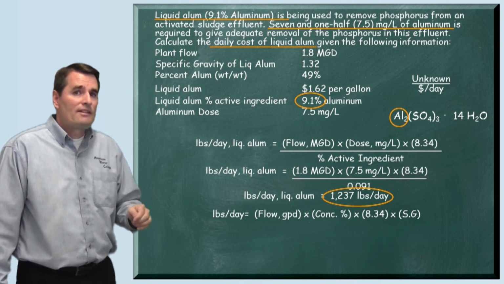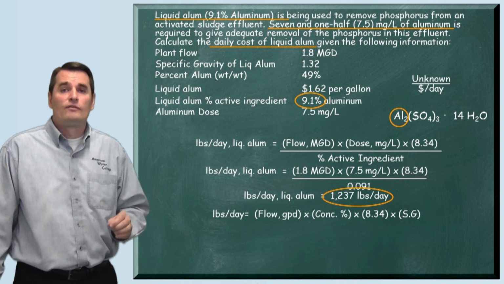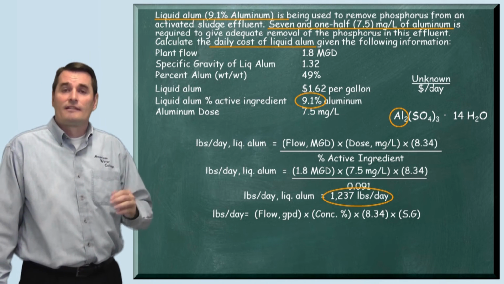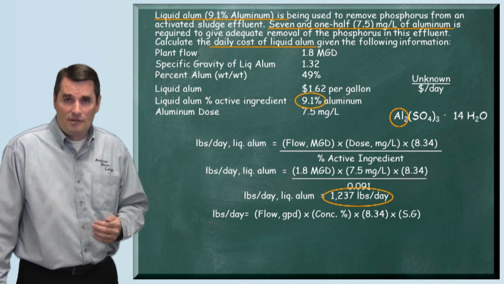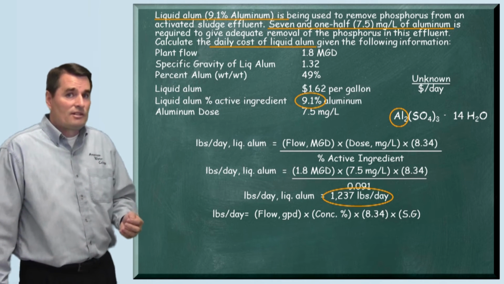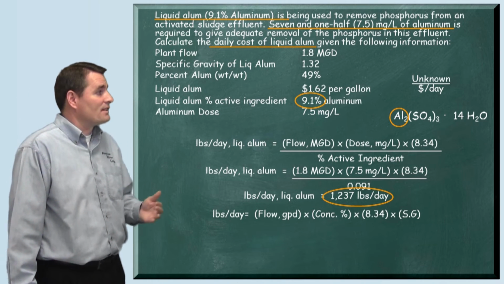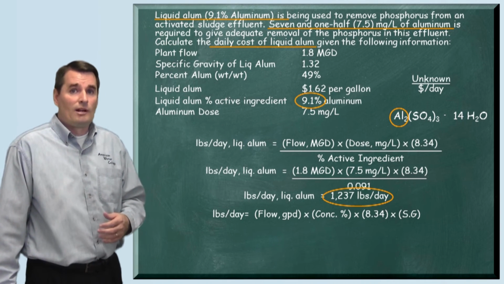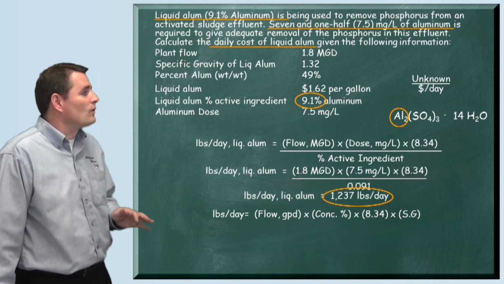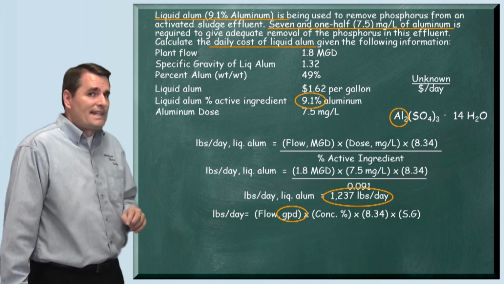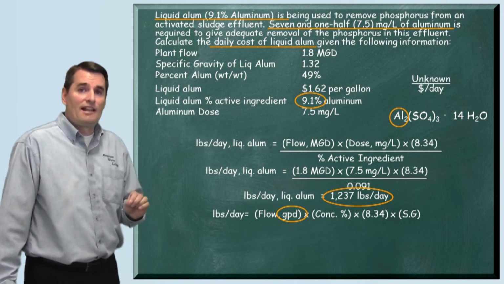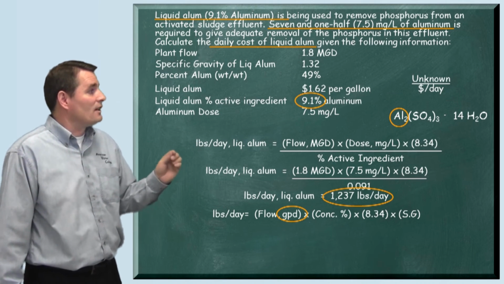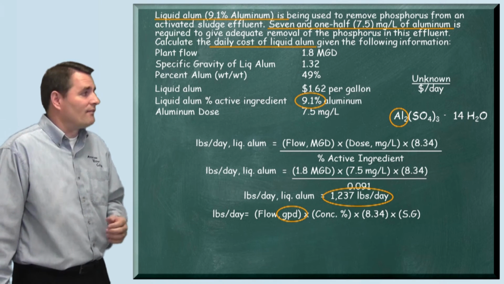We're now going to rearrange this formula to solve for gallons per day, because we know how many pounds per day. That's the 1,237. We know the concentration, that's 49%. They gave us that. And we know the specific gravity, that's 1.32. That's given in the problem as well. So let's rearrange this formula and solve for gallons per day. And once we have the gallons per day, we multiply by the $1.62 per gallon, and we'll have our answer.